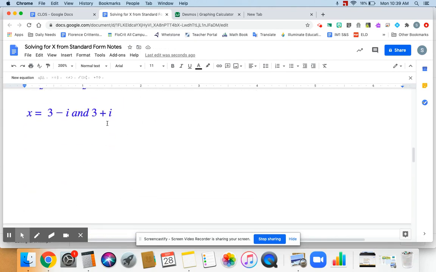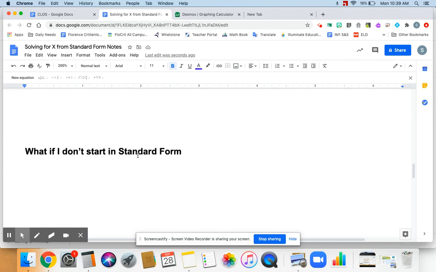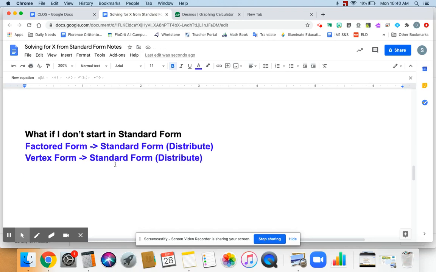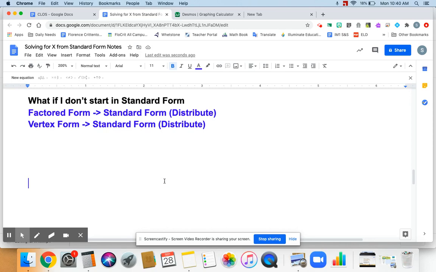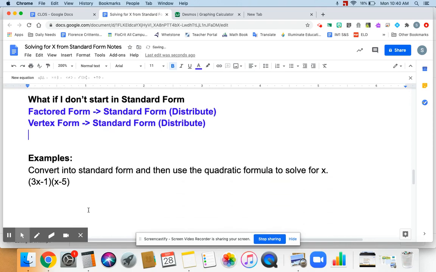But what if we don't start in standard form? This is the easiest one, because if you start out in factored form, to go to standard, you just distribute. If we're in vertex form, to go to standard, we also just distribute. If you don't start in standard form, it's the easiest one to get to. And we've done it a lot already in the last few lessons.